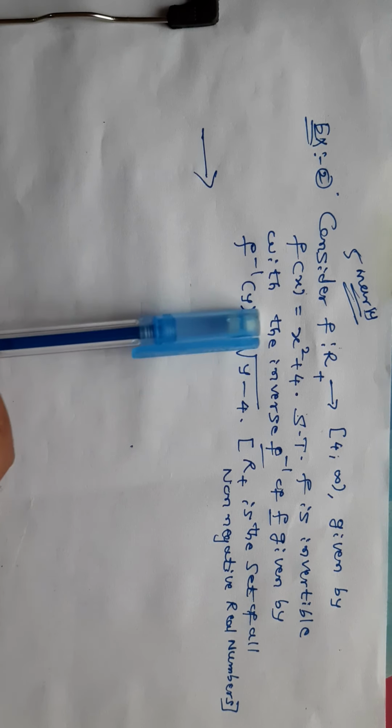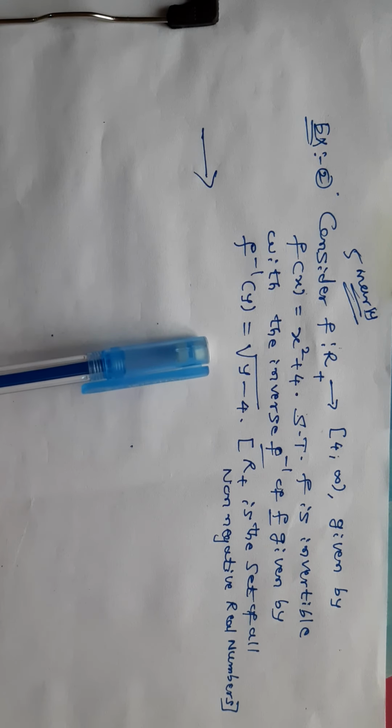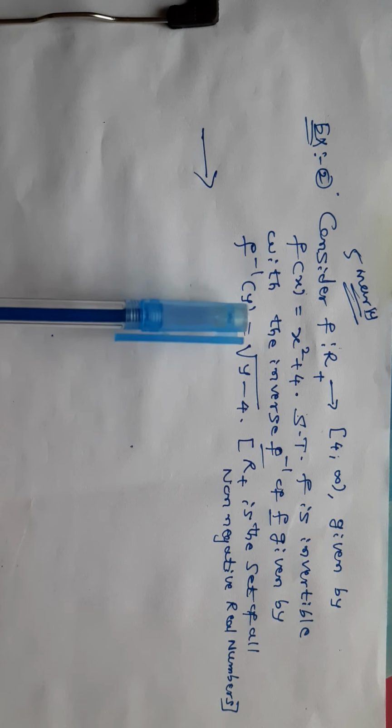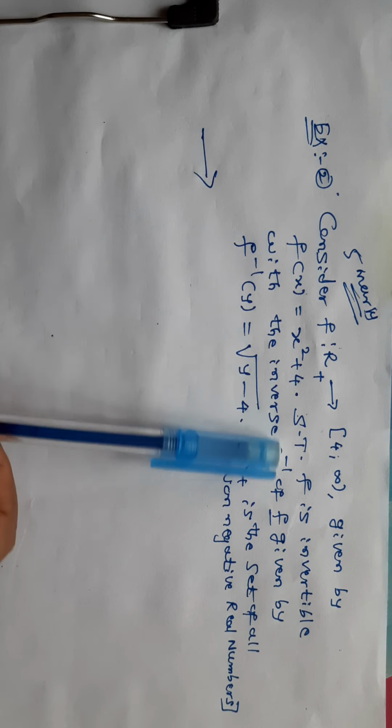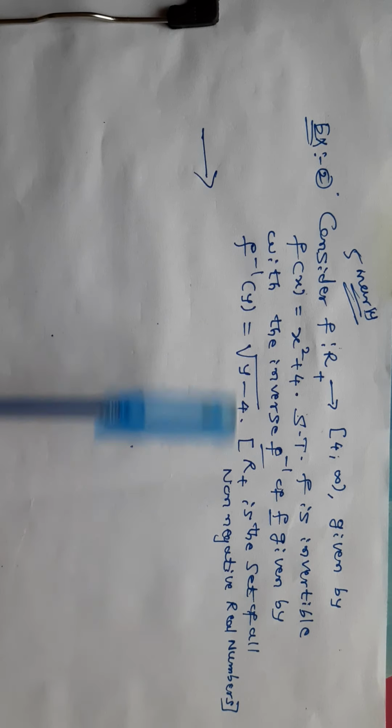In the previous example, this was not given, so we had to prove that the function is invertible and that f inverse exists. Whereas here, f inverse is clearly mentioned as square root of y minus 4. R plus is the set of all non-negative real numbers. So it is a very easy problem for 5 marks. I hope all of you can go through this problem very easily. So I will work this out. Carefully follow the steps here.